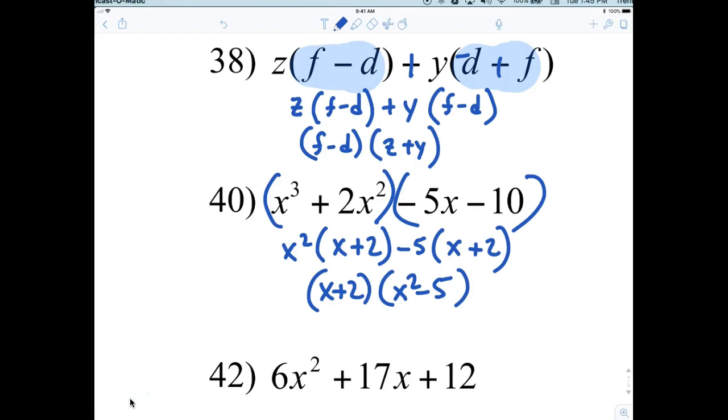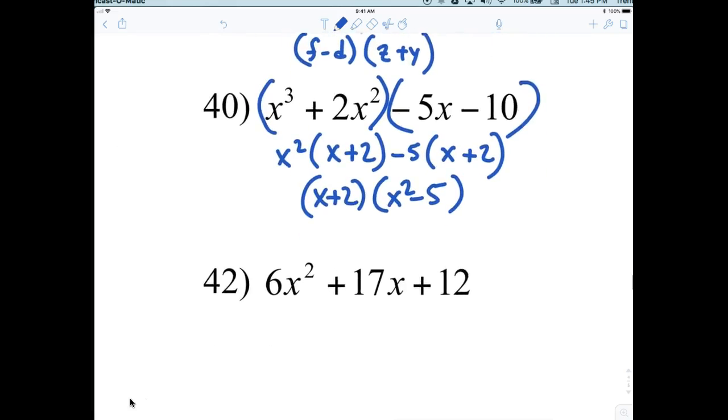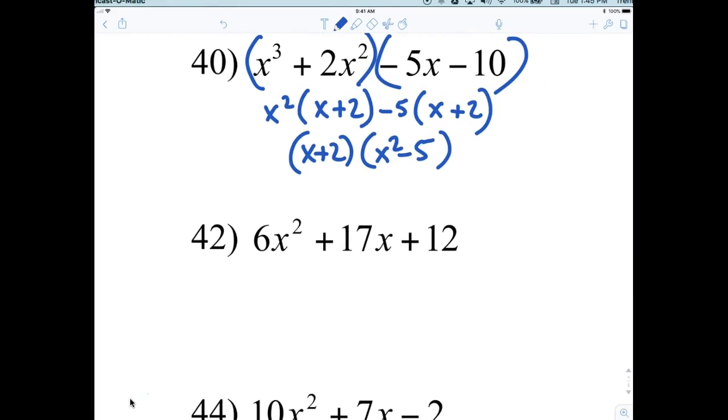Now, that's a good thought, but 5 is not a perfect square, so you cannot factor that any other way. That's the final answer. If it was a 9 or a 16 or a 25, you would be in good shape to factor that. Everybody with me? But right now we can't go any further than that.